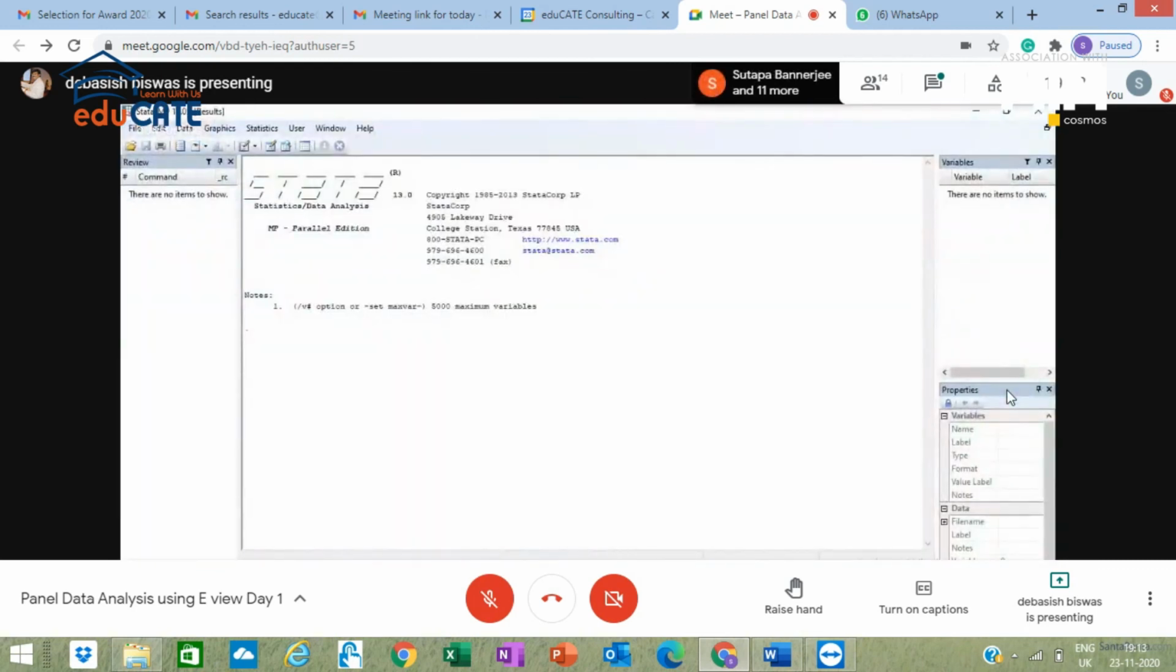This is the structure of the Stata software, and this is the 13 version. There is one option that is Statistics. This is used for analysis purpose. You know that in case of SPSS, one particular option is there, that is Analyze. But in case of Stata, for analysis purpose, the main icon is Statistics.